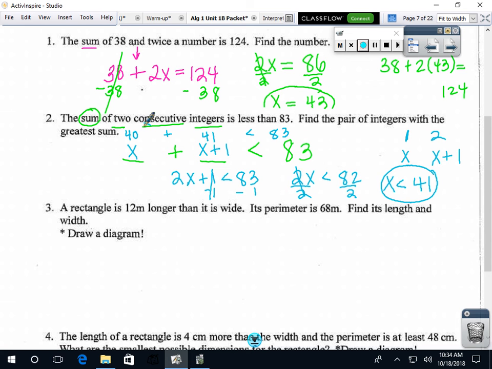So those are your 2 numbers. Those are the 2 integers that had the greatest sum that is still less than 83. Like you couldn't have used 41, because think about it. If you had used 41 in the place of x, this would have had to have been 42, and 41 and 42 add up to 83, and 83 is not less than 83, it's equal. So that's why you have to go with 40 and 41 for it to still be less than 83.